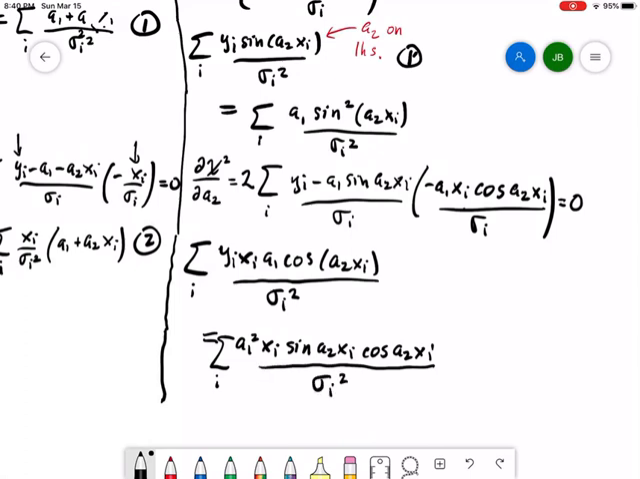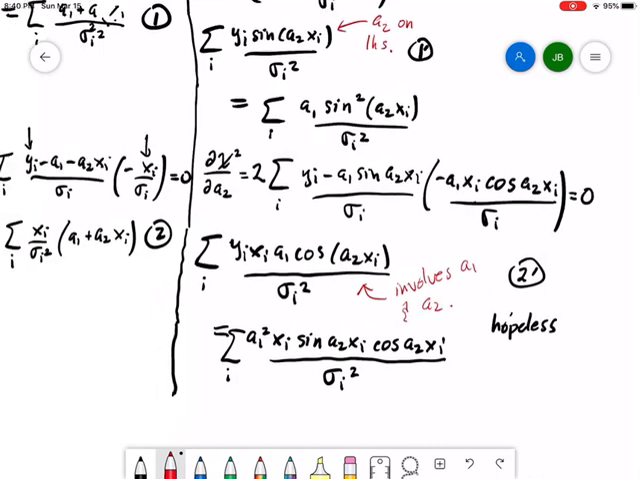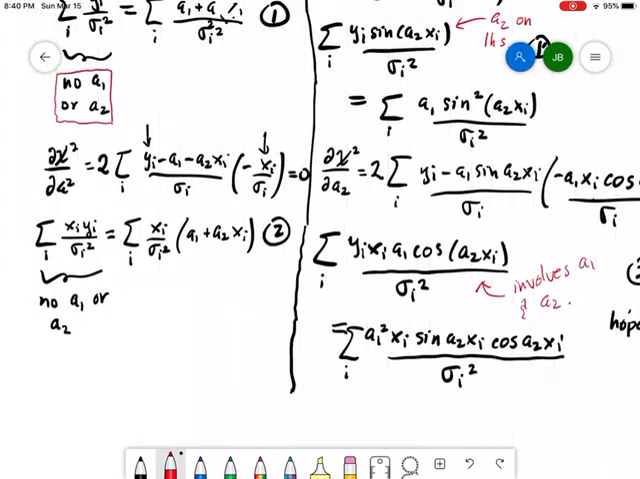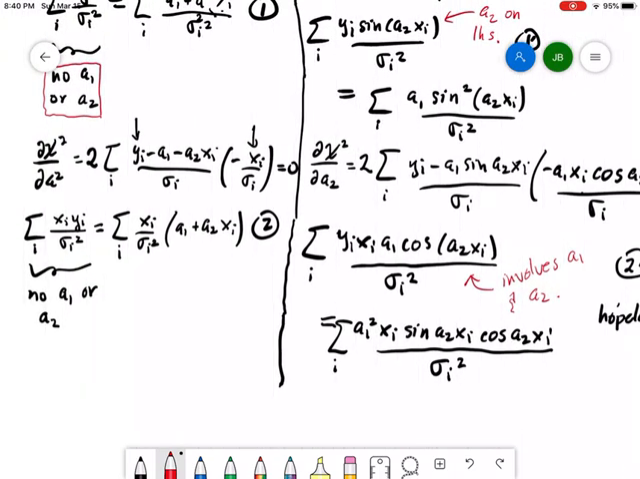And so this thing is a disaster. This is going to be equation 2 prime, and it's looking pretty hopeless. So this does involve a1 and a2. That's in part one of the important distinctions between the linear fit and the nonlinear fit cases.